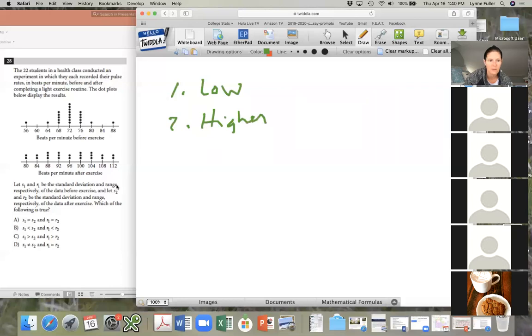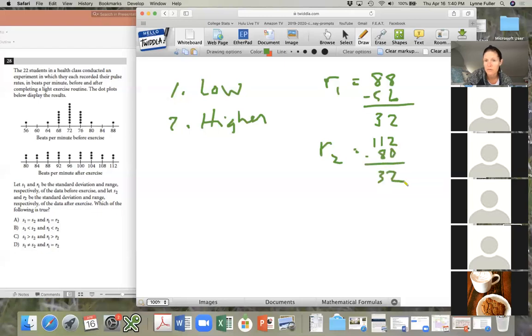So they are not equal to each other. Let S1 and R1 be the standard deviation and range, respectively, of the data before exercise, and S2 and R2 be the standard deviation and range, respectively, after exercise. So let's find the range for R1. R1 is going to be 88 minus 56, which is 32. And then R2 is going to be 112 minus 80, which is also 32. So our ranges are equal to each other.